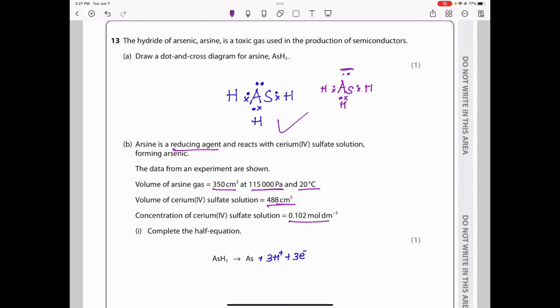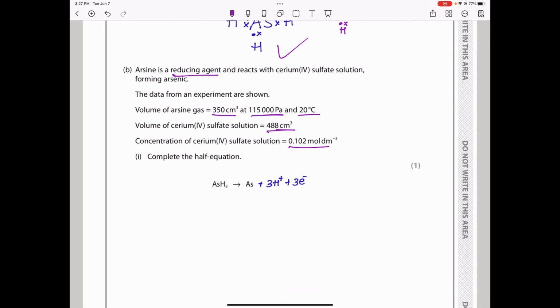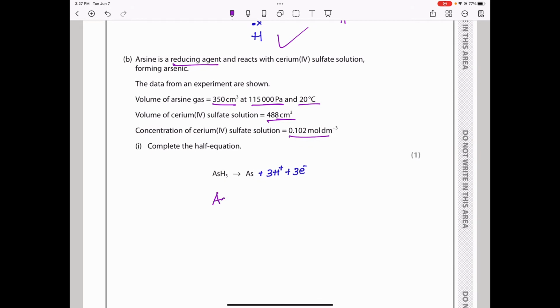They say complete the half equation. Of course, we begin by completing the half equation. If we have AsH3 giving As on the other side, and they've told us this is a half equation, it means electrons are going to be produced. One thing we know is that in here we do not have hydrogens, so the hydrogens have to come out as ions. We put 3 H+, and each hydrogen ion is formed due to loss of 1 electron, so 3 electrons are going to be lost, so that's easy.